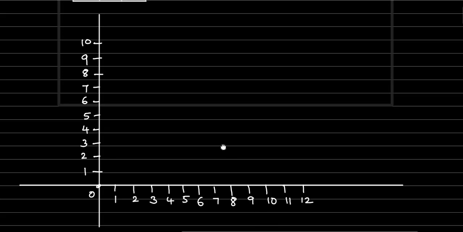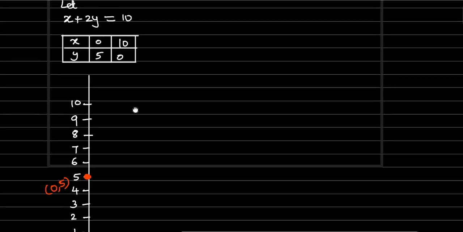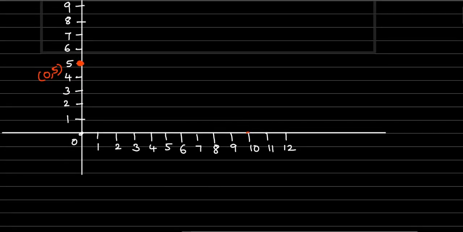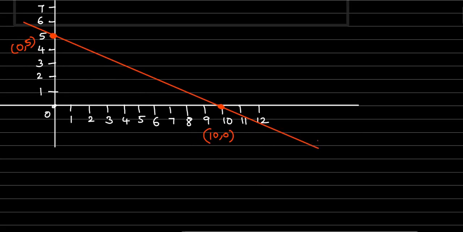What is the first coordinate point? 0 comma 5. This point is 0 comma 5, and the next coordinate point is 10 comma 0, so we have 10 comma 0 here. On connecting these two points, we get the straight line x + 2y = 10. So this line is the x + 2y = 10 line.